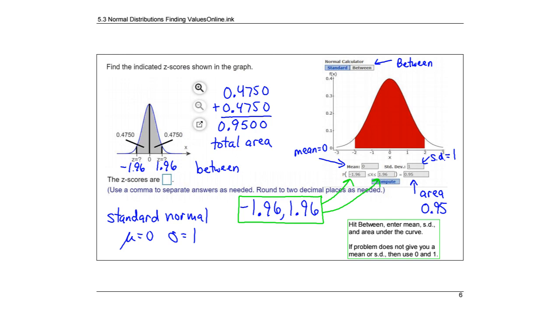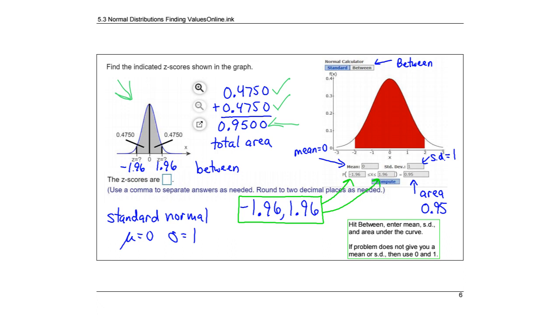Okay, this problem gave us the graph. And so it gave us this graph right here, showed us the area for each side. So on each side of the mean, we want 47.5%. It's looking for the z-scores. It's looking for the number line. So I went ahead and added those together. You could do them separately, but why do that? So I added the 0.4750 from the left to the 0.4750 on the right, and that gave me 0.95. That's what I'm going to use for my area.